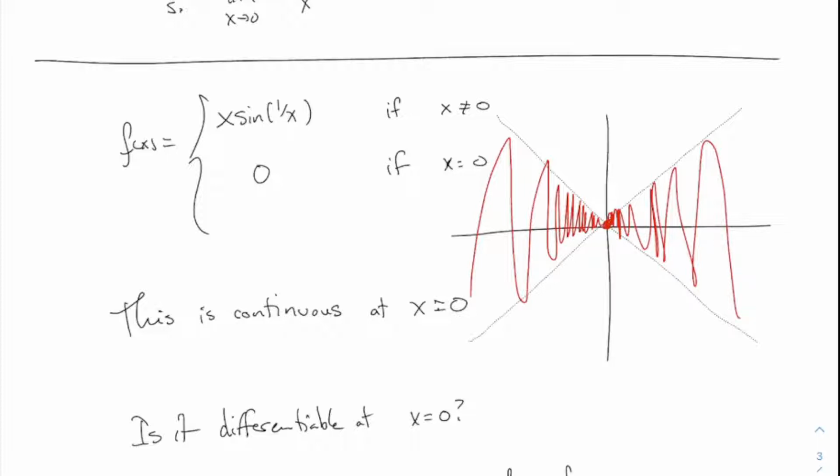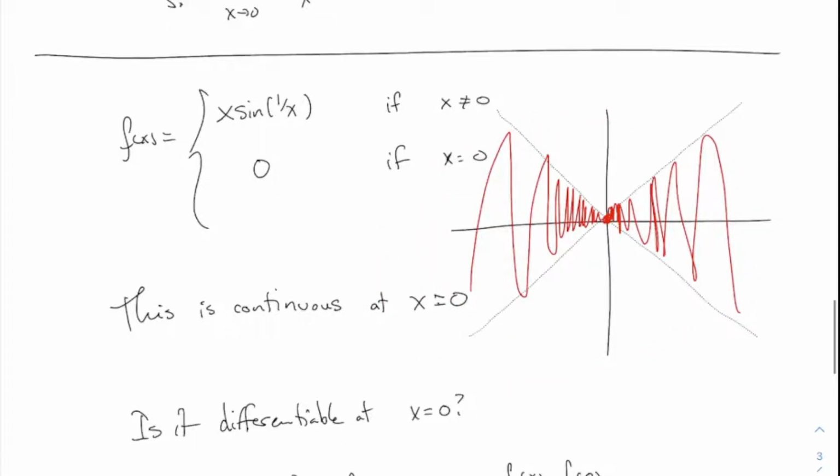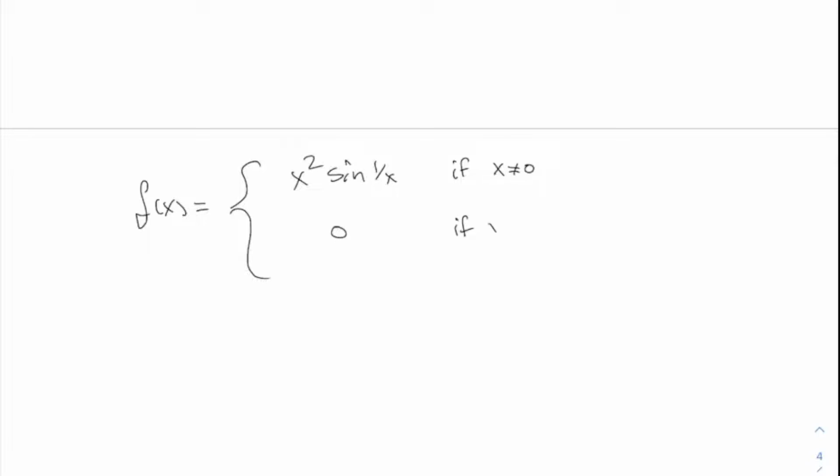One more example, and then maybe that'll do us for today. If you liked this example, you're really going to like this next one. If you didn't like this example, you're not going to like the next one. It's very similar, but it's a little bit different. X squared sine 1 over x, and 0. So the only difference is the square there. X squared sine of 1 over x.